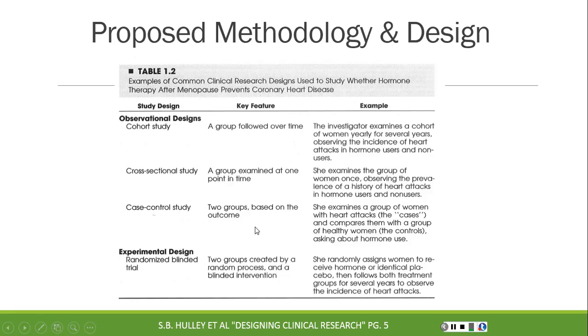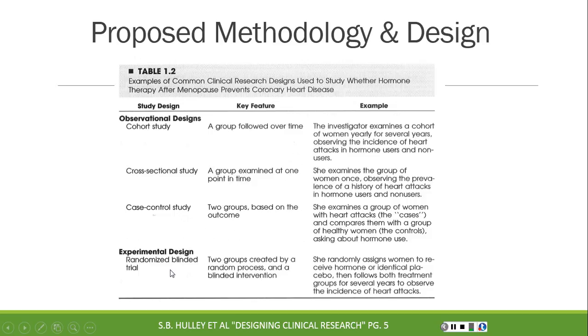A case control study would look at two groups based on the outcome. So if she's interested in the outcome of heart attacks, the investigator would look at a group of women with heart attacks and compare them with a group of healthy women, asking them about whether or not they had hormone use.